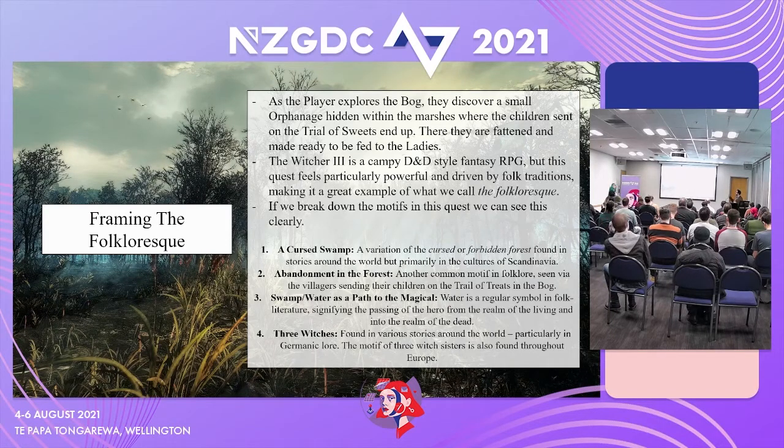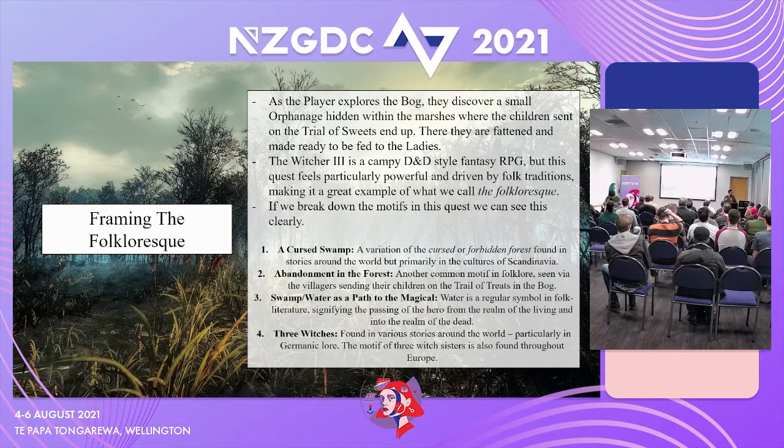And we will jump into it a little bit more, but first let's break down the different motifs of folklore that are occurring in this quest line. So number one, we have a cursed swamp. Now this is a variation of a cursed or forbidden forest, which is found in stories around the world, but primarily in the cultures of Scandinavia.